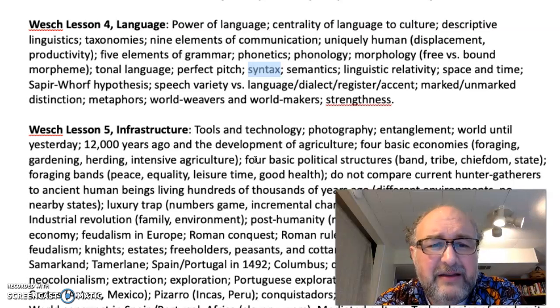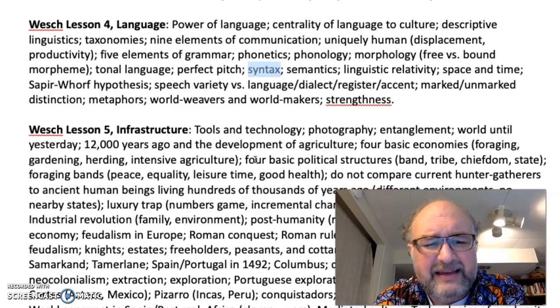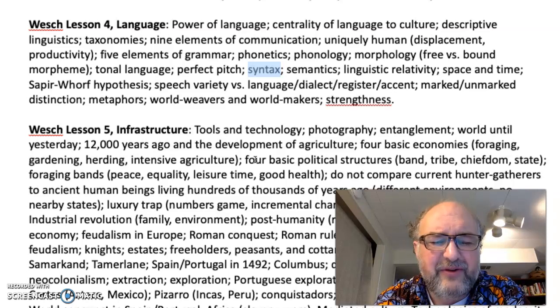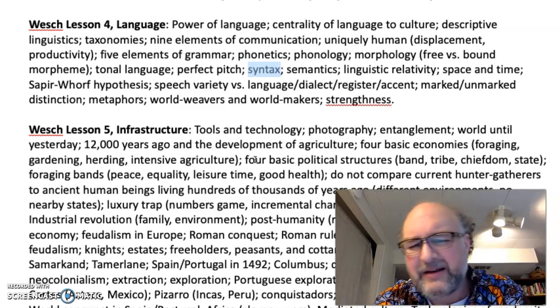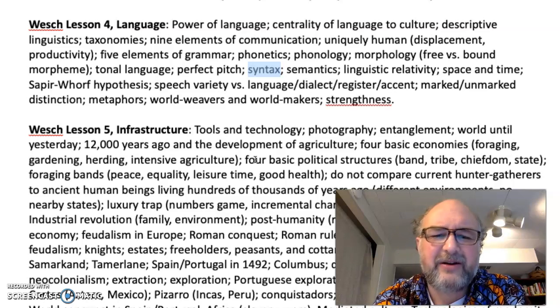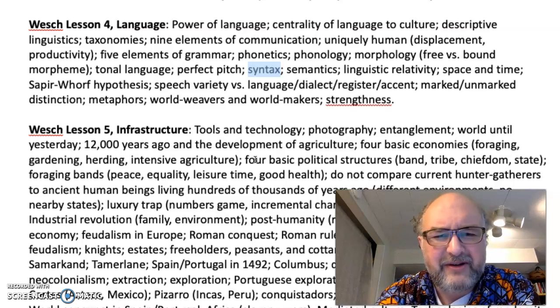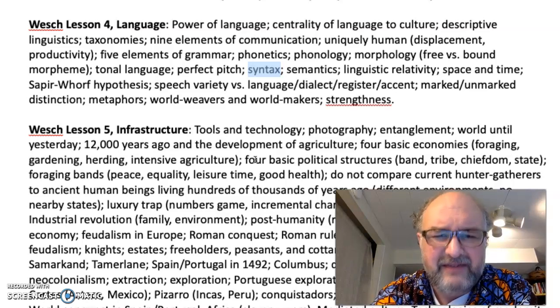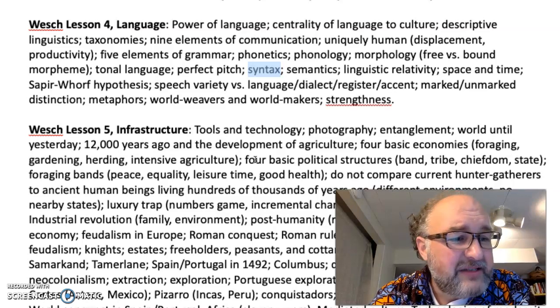Semantics has to do with larger systems of meaning, different kinds of speech, different ways of speaking. Whether you're joking, whether you're telling a story, whether you're giving instructions or directions, or doing greetings or taking leave or whatever. Linguistic relativity.